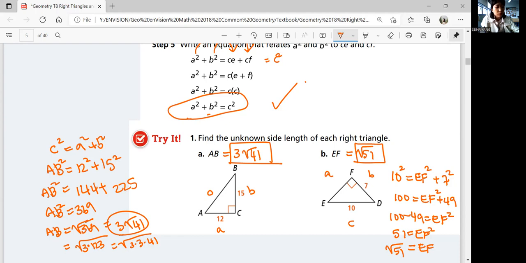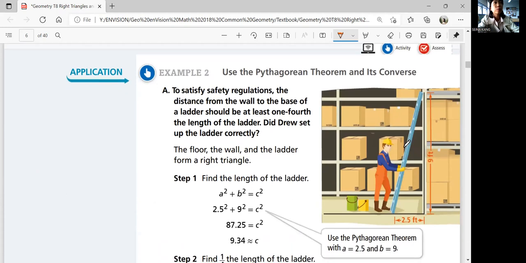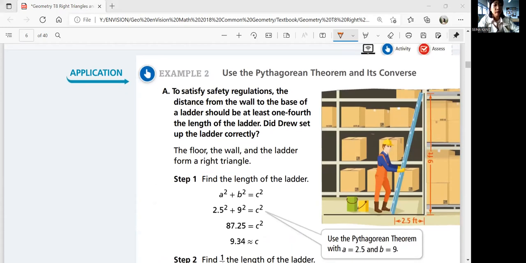Yeah, that's it. That was example one. Try it. Let's look at the next page. Example two. Use the Pythagorean theorem and its converse. Part A. To satisfy safety regulations, the distance from the wall to the base of the ladder should be at least 1/4 the length of the ladder. Okay, the length of the ladder here is the hypotenuse within the right triangle we see. Did you set up the ladder correctly? Okay, so distance from the wall is 2.5. Is it at least 1/4 the length of the ladder? Well, we need to first figure out the length of the ladder, right? So we're gonna use the Pythagorean theorem and figure out C squared, the hypotenuse, and C is about 9.34.